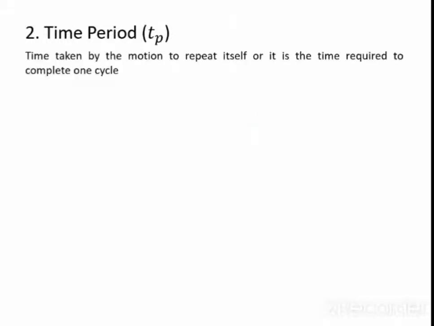Now let's move forward. The next concept is time period, TP. First of all, what is time period? Time period is denoted by TP. It is nothing but the time taken by the motion to repeat itself, or the time required to complete one cycle. Let us say that this is a spring mass system.